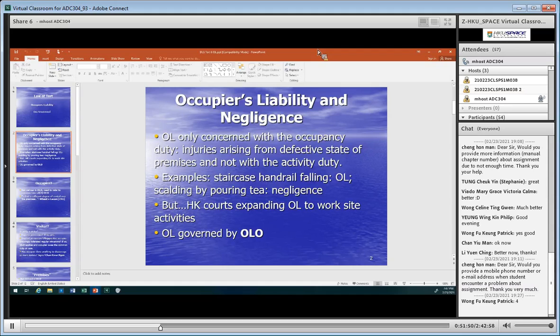So this occurred on property, but it was resulting, if you like, from an activity, wheeling the tea urn through a crowded room. And remember, some of the boys got injured. Did the occupier owe a duty of care? Yes. Was there breach of the duty of care in Glasgow and Muir?